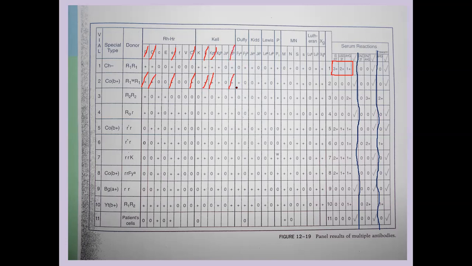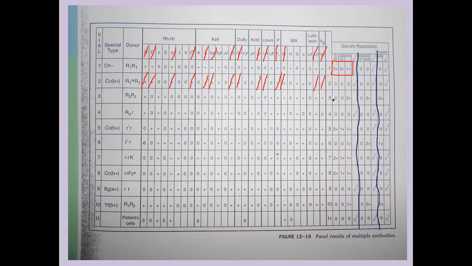Let's see. Js b, Fy a, Jk b, Fy a, P1, M. No, nothing with the S's. Lu b and Xg a. Okay. When we look to cell 3, we cannot use this cell.